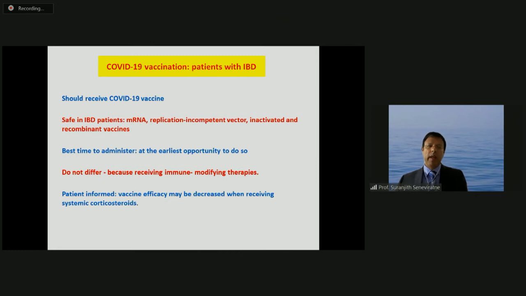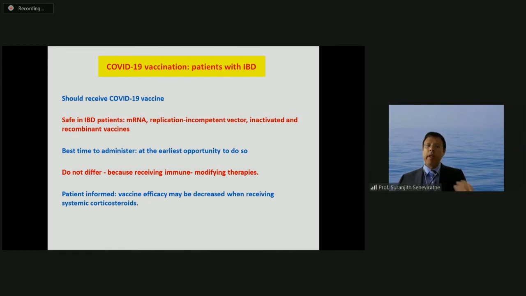We don't have a live vaccine so far, either killed, mRNA or viral vector vaccine. The best time to vaccinate is the earliest opportunity. Don't be looking for the best vaccine, Pfizer, etc. Just give them the vaccine. I think that has happened in most countries now. Do not defer because they are on immune modifying drugs. Just give them the vaccine. Their response may not be as good as somebody who's healthy, but you can always give a third dose and boost that up. So that is an important thing to inform the person, that they may need more vaccines.